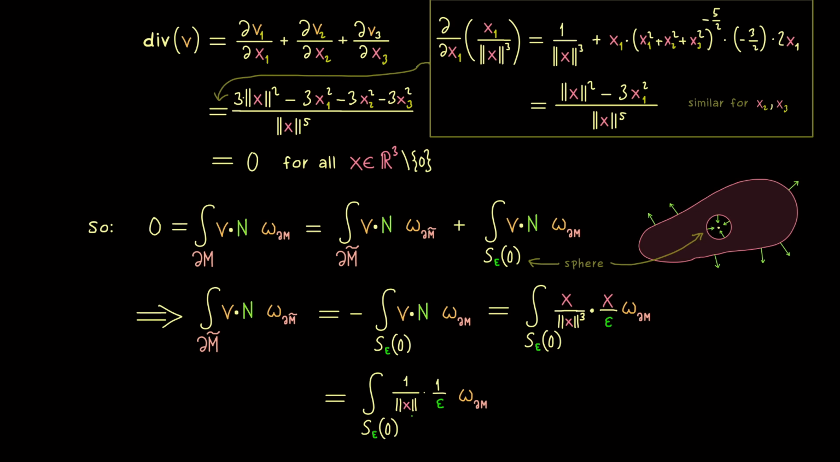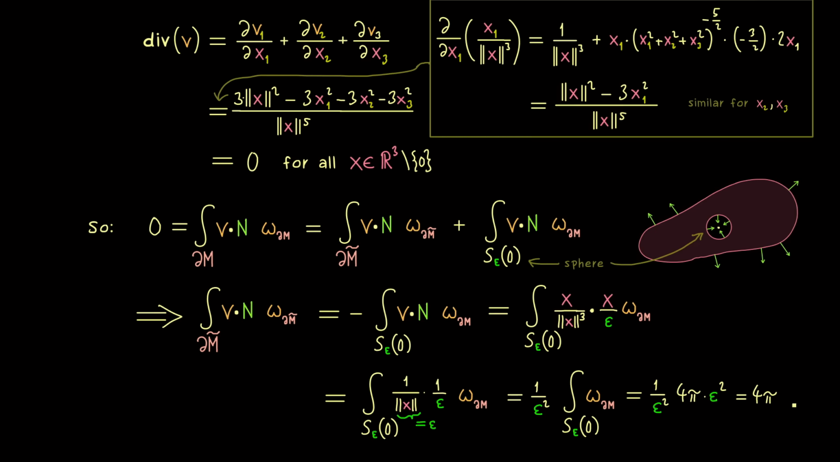However, since we are integrating over the sphere, we already know that the norm of x is always given by epsilon. Therefore, we just have 1 over epsilon squared. And then we just integrate the canonical volume form over the sphere, which means we get the two-dimensional volume of the sphere. And this formula you might know, it's 4 pi times the radius squared. And there we have it, our epsilon squared cancels, and what remains is only 4 pi.